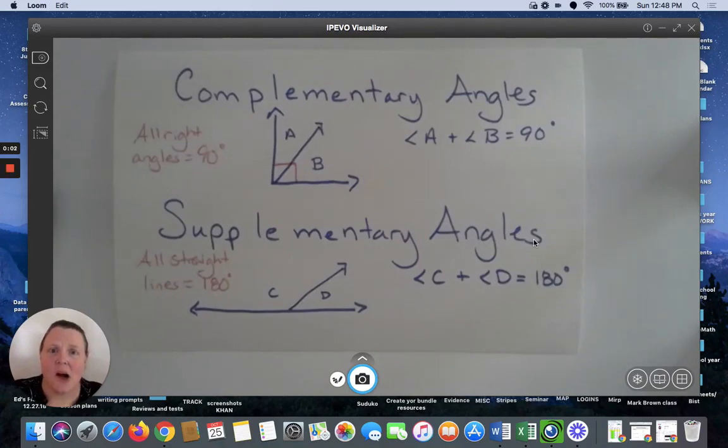Today we're going to talk about complementary and supplementary angles. And so what you see here is my note card. I like to have the vocabulary on an index card so I can look at it really carefully, or you can put it in your notebook.